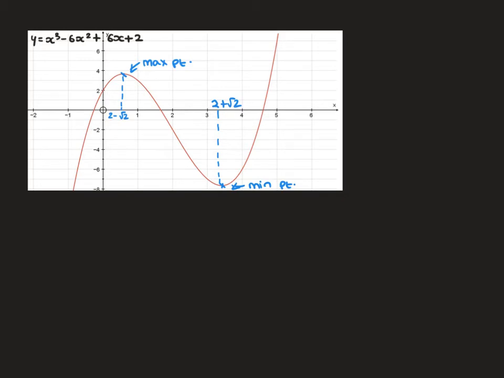Now, our non-stationary point of inflection occurred when x was equal to 2. So that's this point here. Now you can't see anything on the curve itself, and that's because it's not a stationary point. So you're not going to see the gradient flatline at all. So let's just mark that on. That is our non-stationary point of inflection.